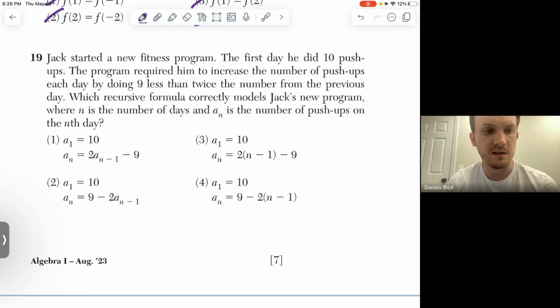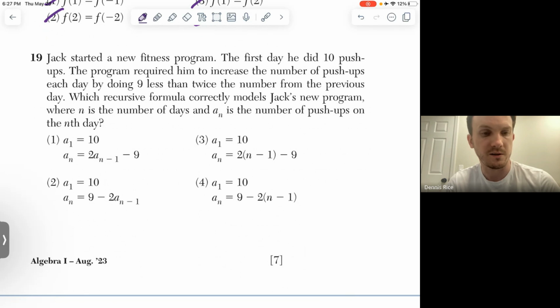The first day he did 10 push-ups, and then he does 9 less than twice the number from the day before. 9 less than twice. We have another one of these. 9 less than twice from the day before, the previous day. Which recursive rule is correct? Unfortunately, knowing that the first day is 10 doesn't help us at all. All 4 choices have that.